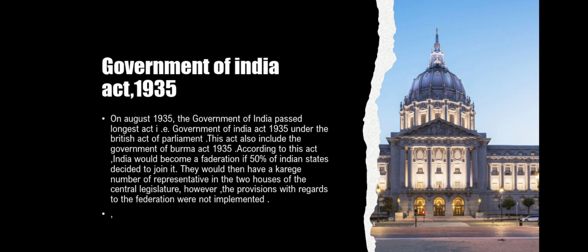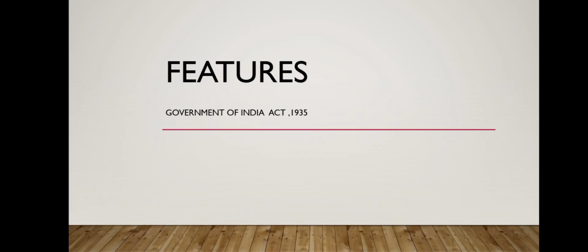According to this act, India would become a federation if 50% of Indian states decided to join it. They would then have a large number of representatives in two houses of the central legislature. However, the provisions regarding the federation were not implemented. Now we will discuss the features of the Government of India Act 1935.